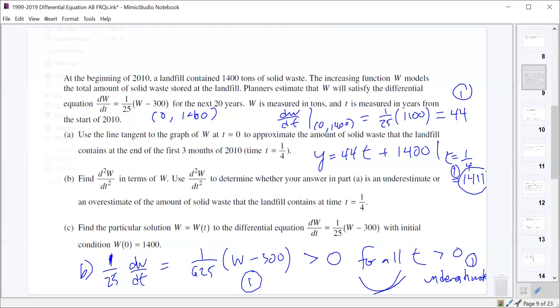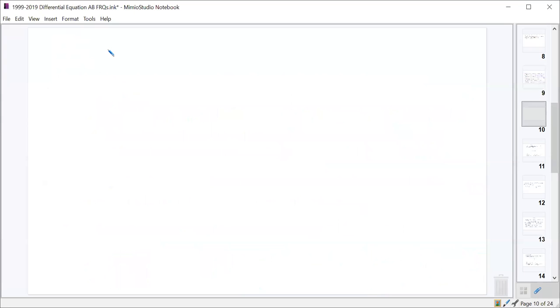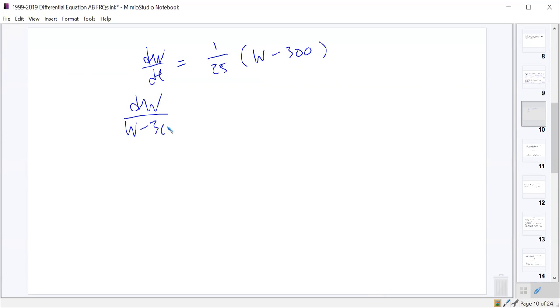All right, and then part C, we are solving the differential equation, which was dW/dt equals 1/25 of W minus 300. And once again, this is just a separable differential equation, because we have the dW, and we have a W over here on the right hand side. So this will become dW over W minus 300 equals 1/25 dt. Everybody good there? We integrate. The right hand side is just 1/25 t plus a constant.